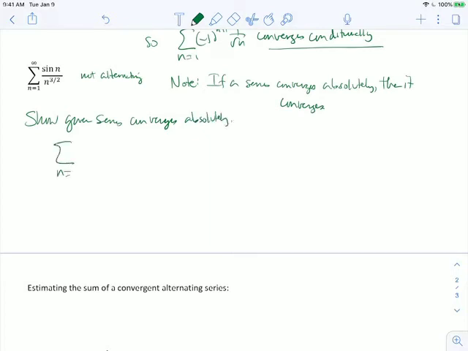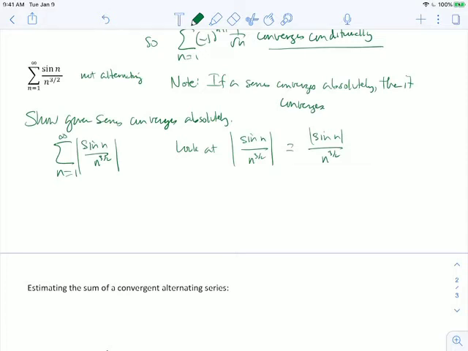Well, so I'm going to examine this. Let's take a look at the absolute value of sine n over n to the 3/2. Now I know the denominator is already positive, and so taking the absolute value of that is redundant. And so what this really is is the absolute value of sine n over n to the 3/2.